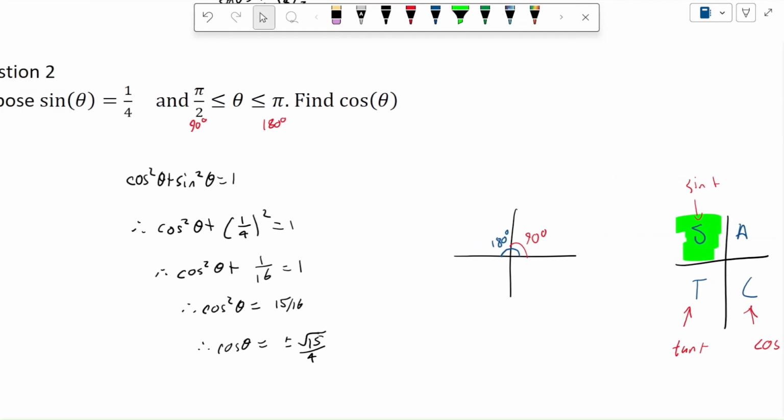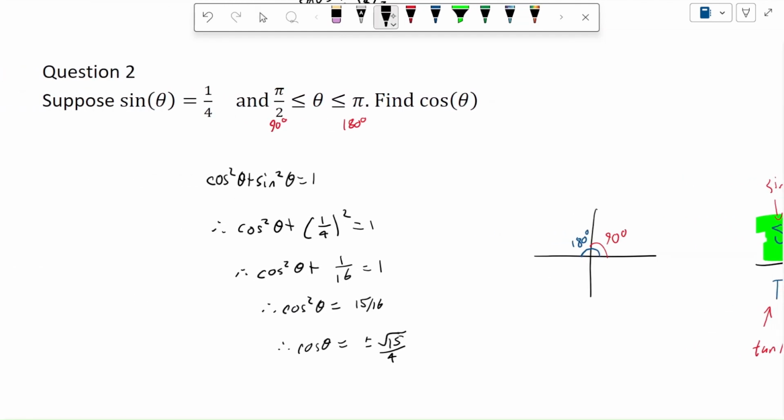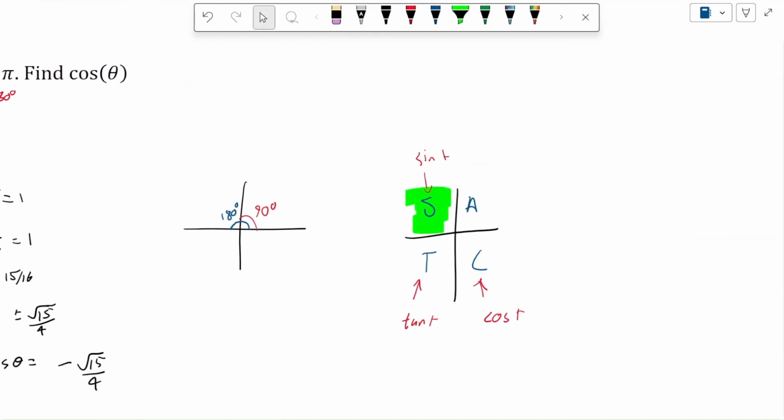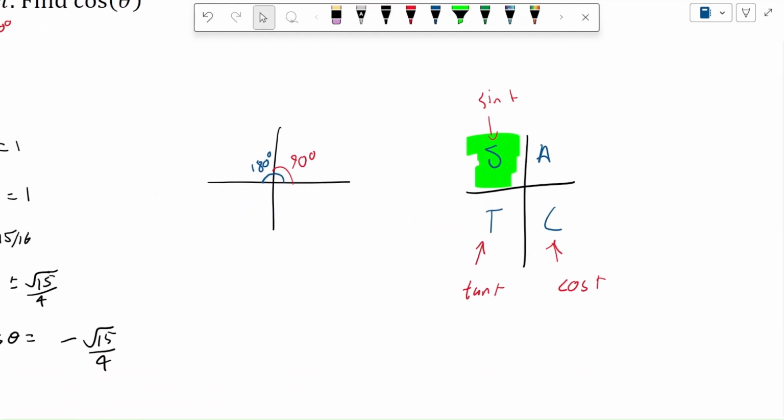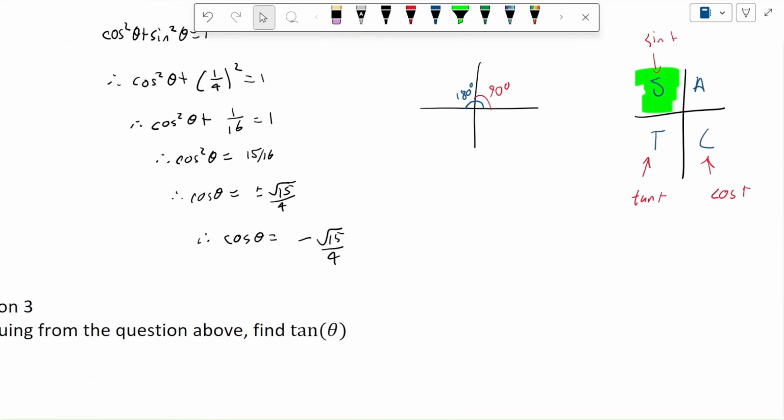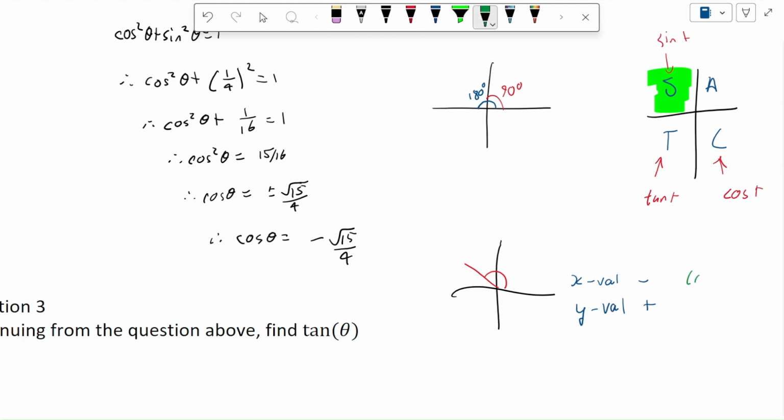So the point here is, because we're in that range, cos of theta is the negative version. The other way you can justify it is we're looking at an angle out here, some angle there. The x value will be negative and the y value will be positive, because we're above the x-axis and left of the y-axis. That's how we know cos is negative, because the x value is cos and the y value is sine.